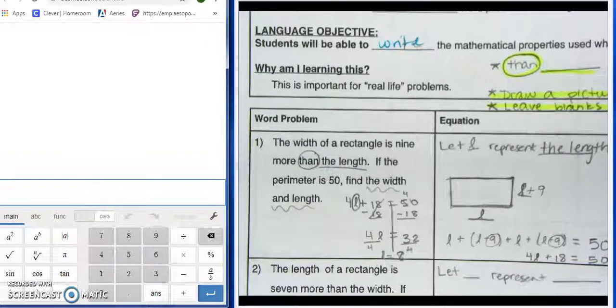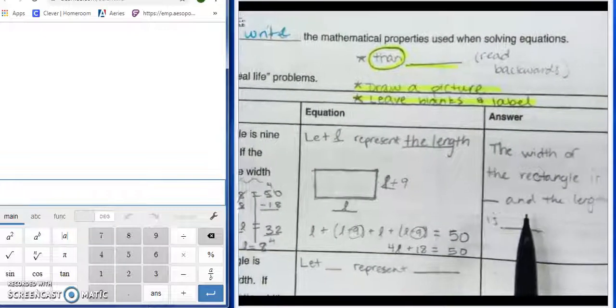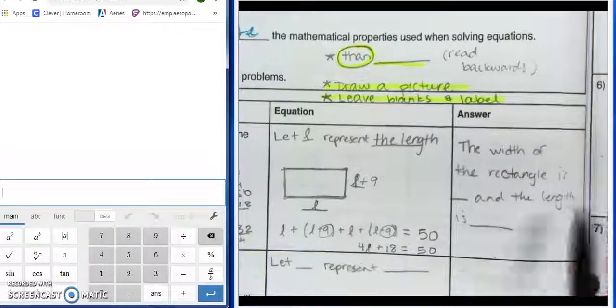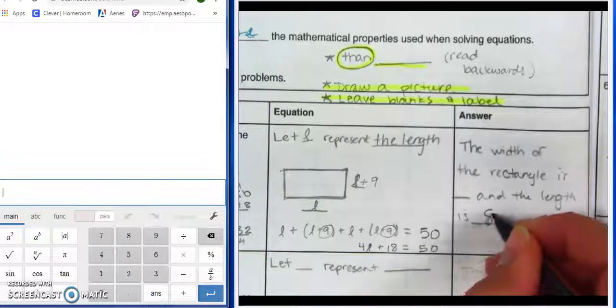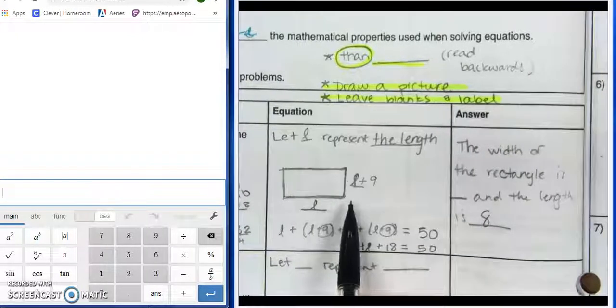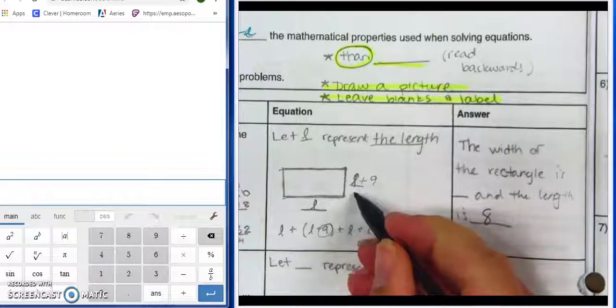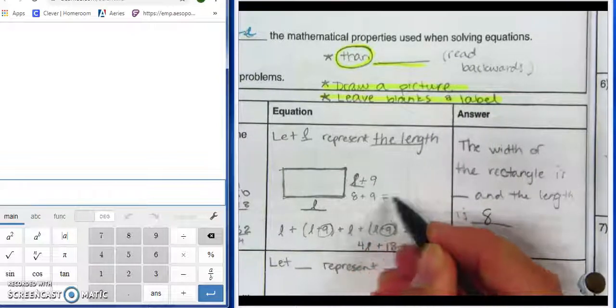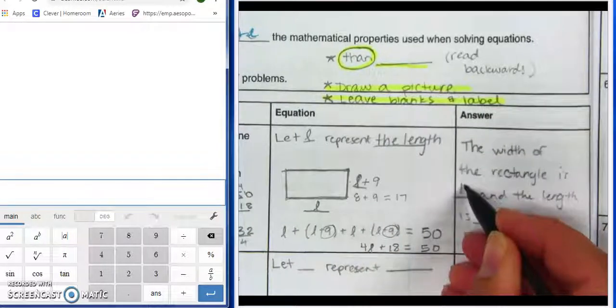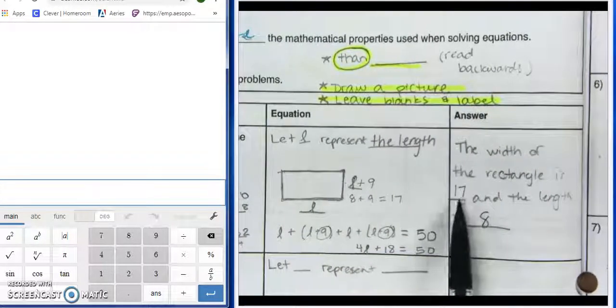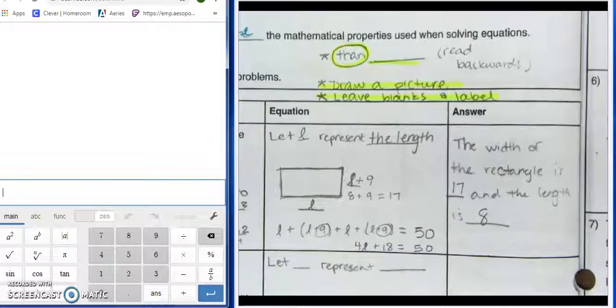L equals 8. Well, L was representing the length, so that tells me, and here's a big old sentence here, that the length is 8, and the width is 9 more than that. So the width would be 8 plus 9. 8 plus 9 means the width is 17. So there we go. The width of the rectangle is 17, and the length is 8.